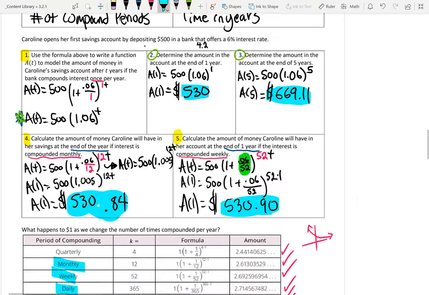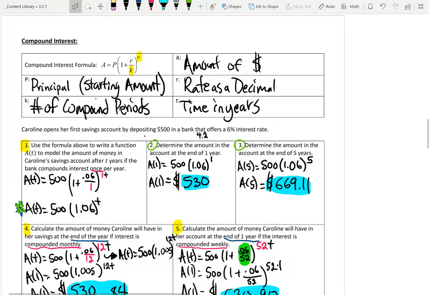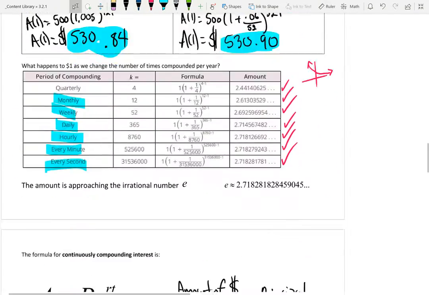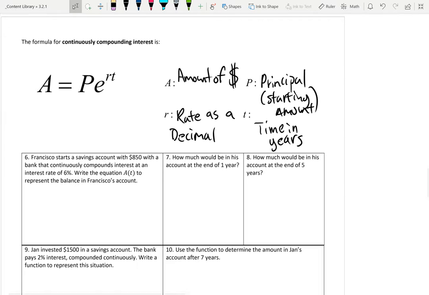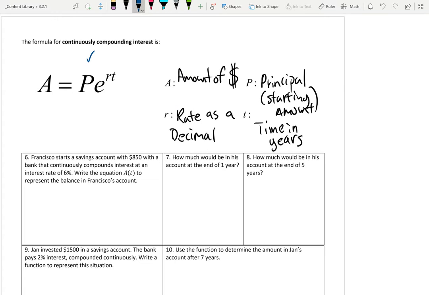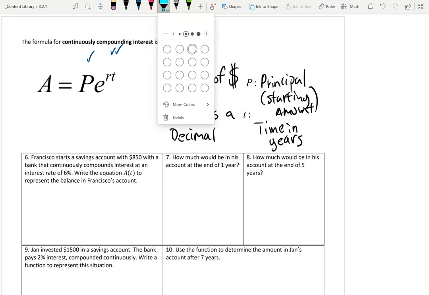Now, it does mean that for yearly, I'm going to use compound interest. Compound interest is for the yearly formula. However, for anything more than that, we're actually going to use this formula, where A is the amount of money, R is the rate as a decimal, P is the principal, and T is the time in years. And I want you to compare and contrast these two formulas. Principal was the same, the rate and the time was the same. And let's just draw our attention to E.